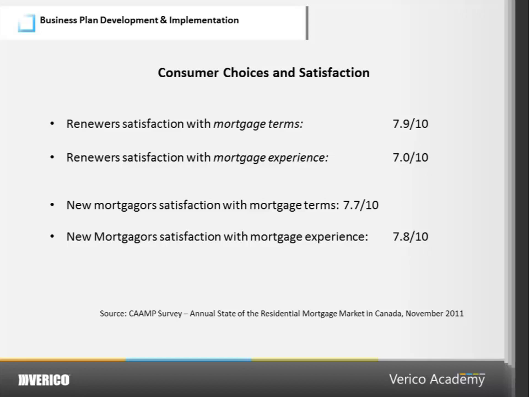And the terms mean things like their prepayment penalty and the actual term of the mortgage. Satisfaction with the whole mortgage experience for the renewers is 7 out of 10. For those that got new mortgages, terms was 7.7 out of 10. The overall satisfaction with new mortgages was 7.8 out of 10. So overall, the consumer is very satisfied with their transaction in getting a mortgage in the past. The over 55 group is more so.